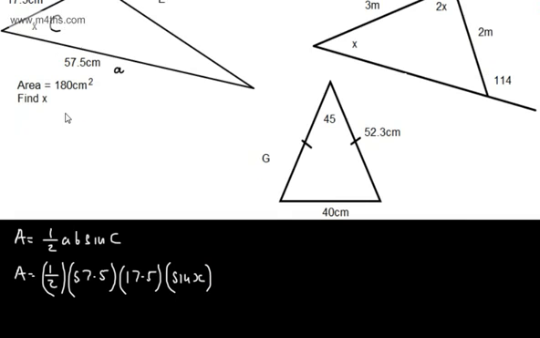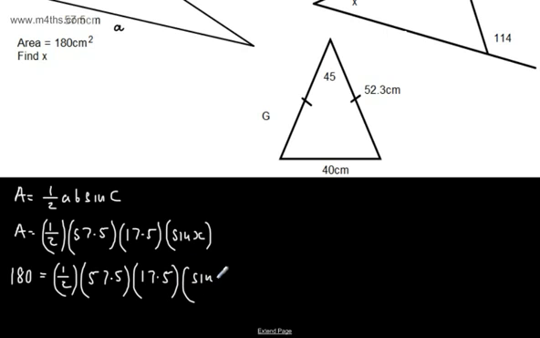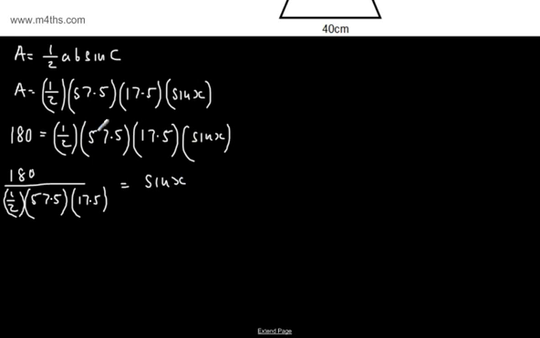Now we know that the area is 180. So we can write 180 is equal to 1/2 multiplied by 57.5 multiplied by 17.5 multiplied by the sine of the angle. So what I'm looking to do here is make sine x the subject. So I could say 180 divided by 1/2 multiplied by 57.5 multiplied by 17.5 will be equal to sine x. You can, of course, simplify this. If you've got a quicker way of doing it, feel free to do it. If you want to simplify this part right here, go ahead.